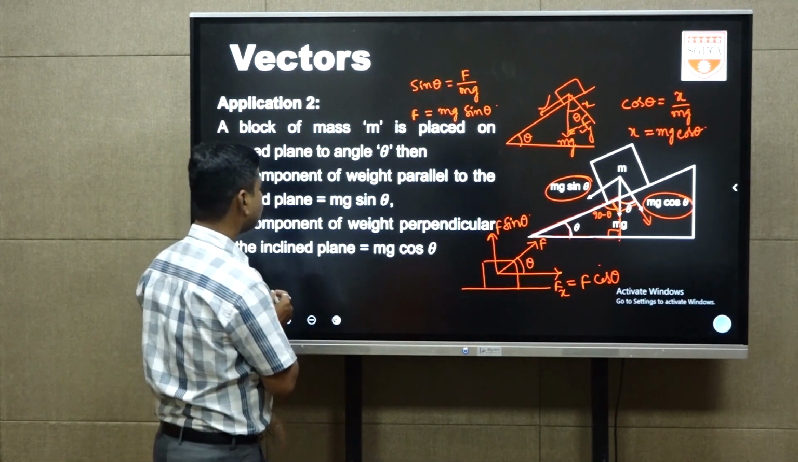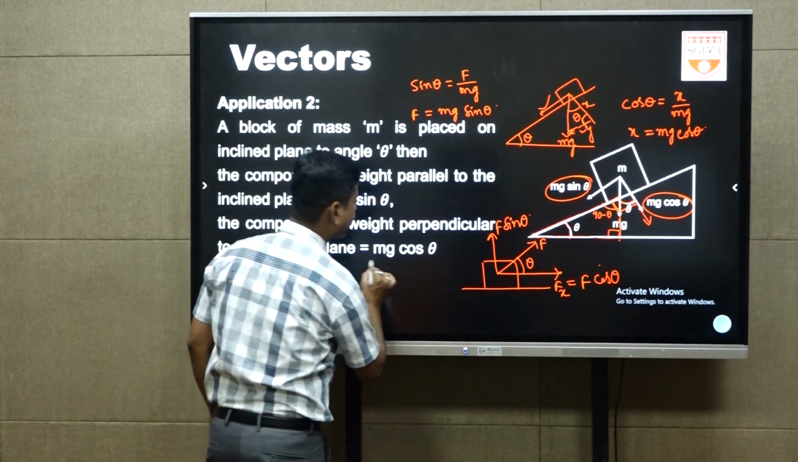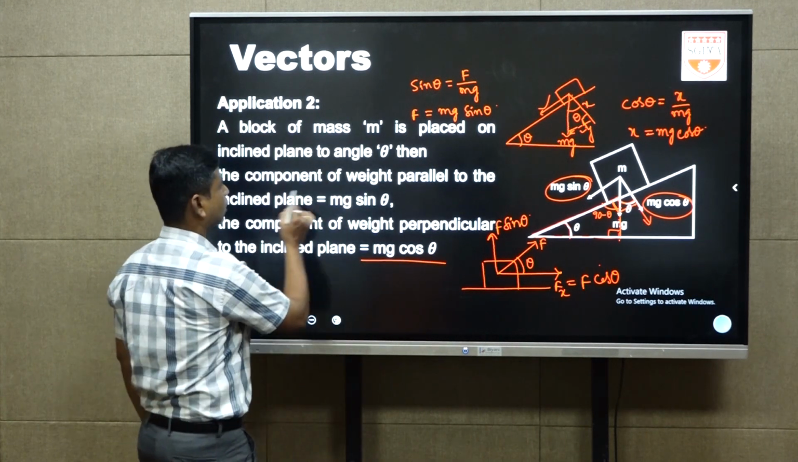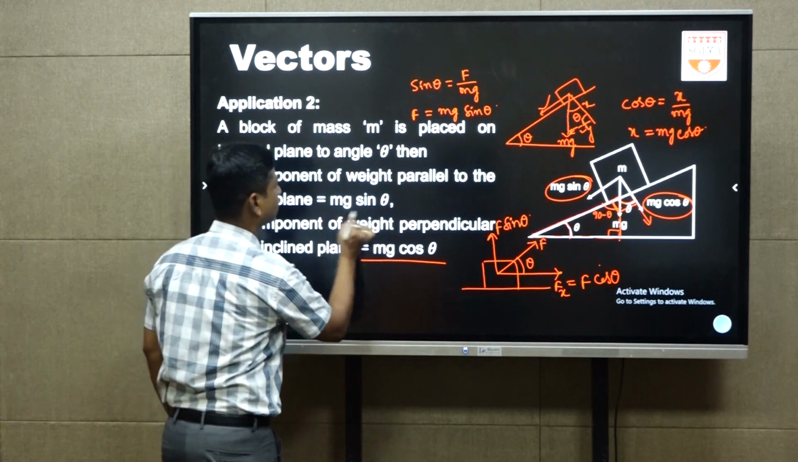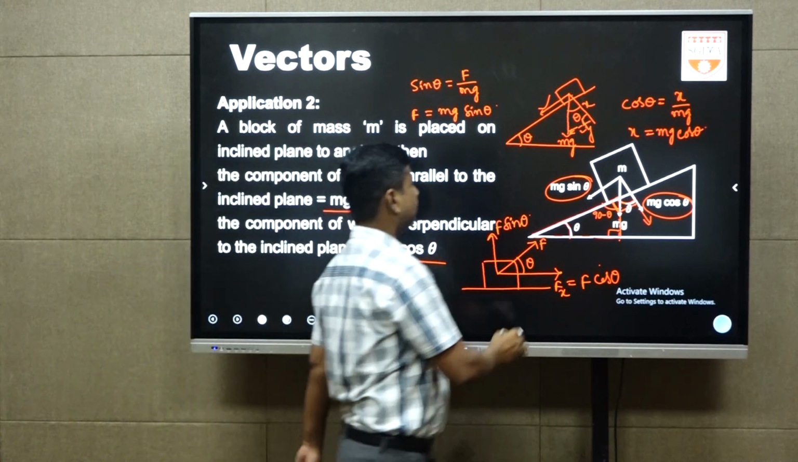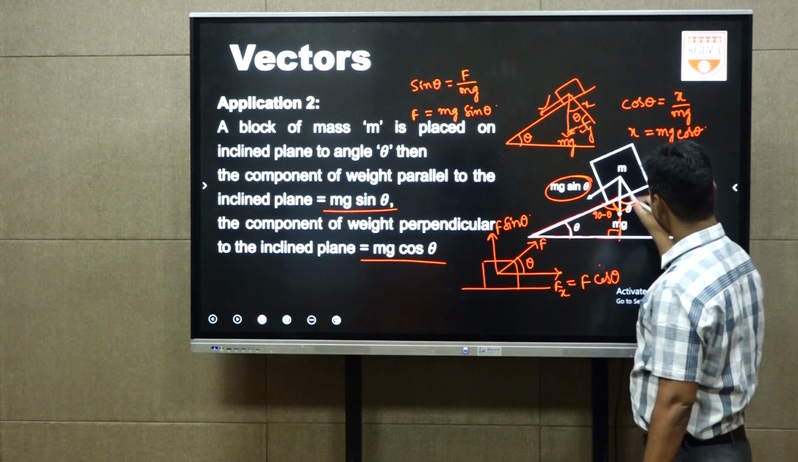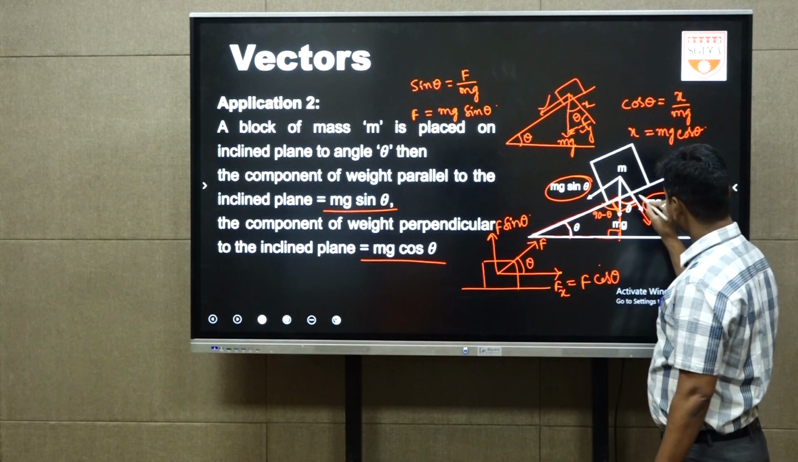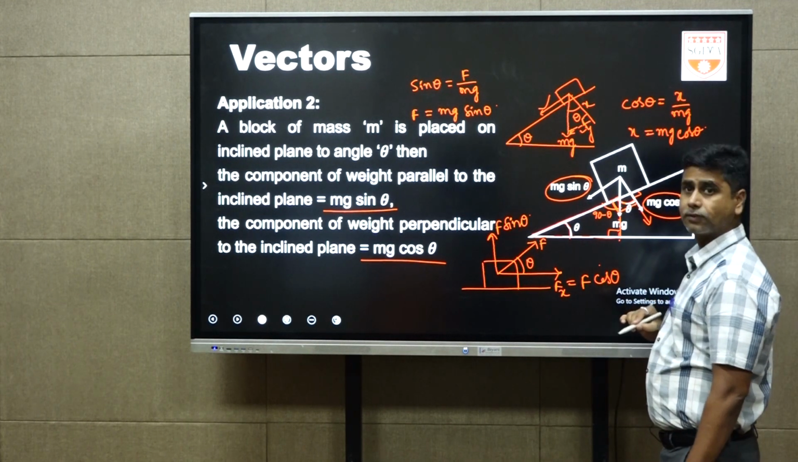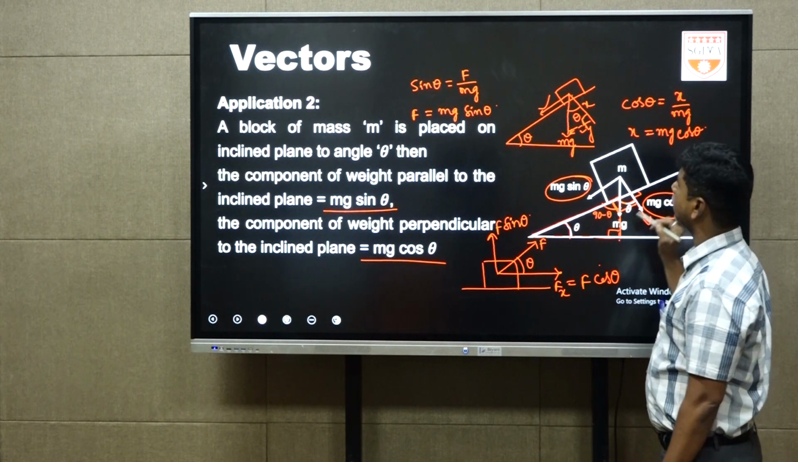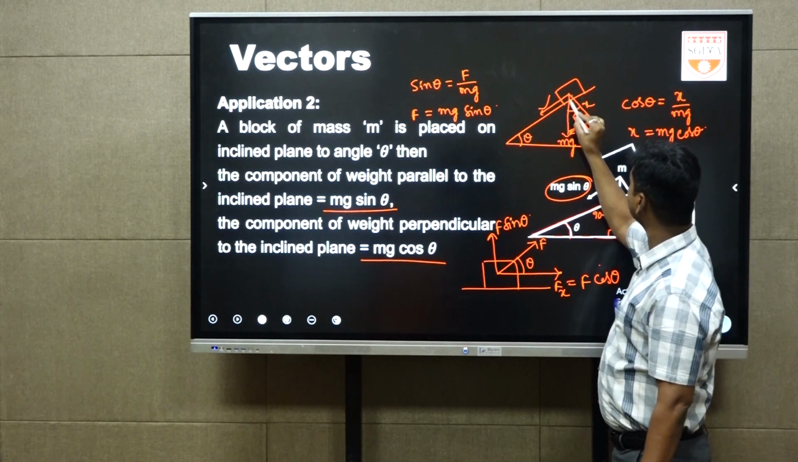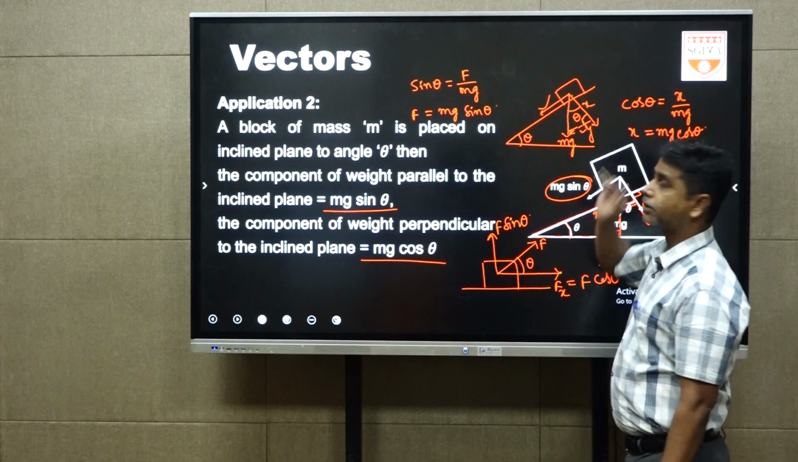Here the component of weight perpendicular to the inclined plane is mg cos theta. The component of weight parallel to the inclined plane is mg sine theta. This is the parallel component, and this is the perpendicular component. This angle is 90, and this is parallel to this inclined plane. Similarly, this is a parallel and this is a perpendicular component.